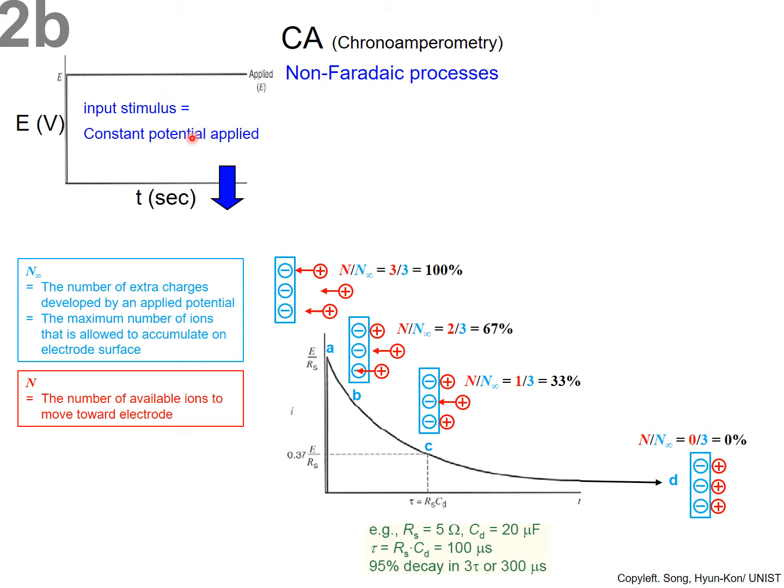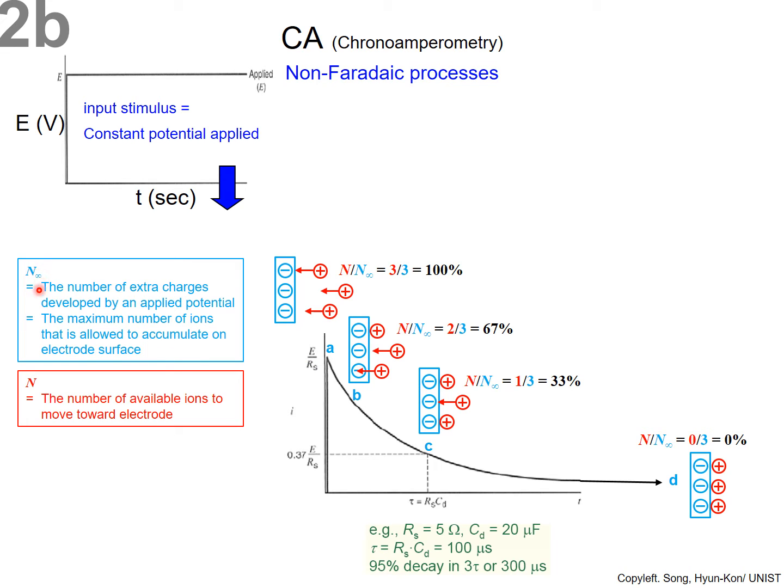The input stimulus is a constant potential you have applied. So the y-axis is the potential and the x-axis is the time. So you will apply a constant potential or voltage to the system over time. Then let me expect what kind of current versus time curves are obtained. Here is the resultant plot. The y-axis is the current and the x-axis is the time. And let me define two parameters for a schematic explanation about the current decrease in chronoamperometry.